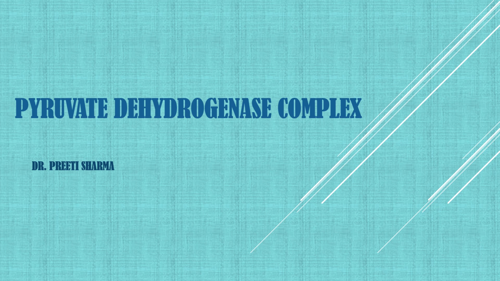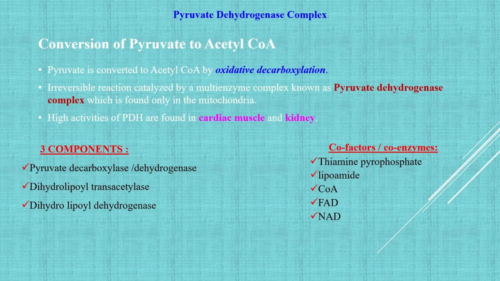Good morning. Today I'll be discussing a very important link reaction, that is the pyruvate dehydrogenase complex reaction. Pyruvate formed in the cytosol by glycolysis is transported into the mitochondria by a specific carrier present in the mitochondrial membrane. And inside the mitochondria, it is oxidatively decarboxylated to acetyl coenzyme A by a multi-enzyme complex.